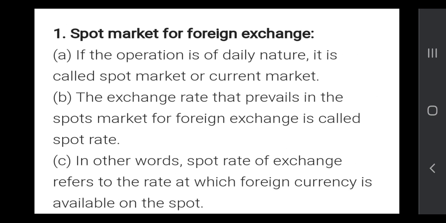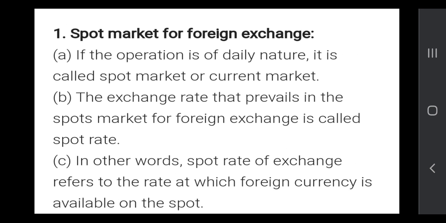Then we will discuss the two types of foreign exchange market. One is spot and one is forward. So what is spot market for foreign exchange? If the operation is of daily nature, it is called spot market or current market. The exchange rate that prevails in the spot market is called spot rate. Means the rate of exchange at which exchange takes place is called spot rate.